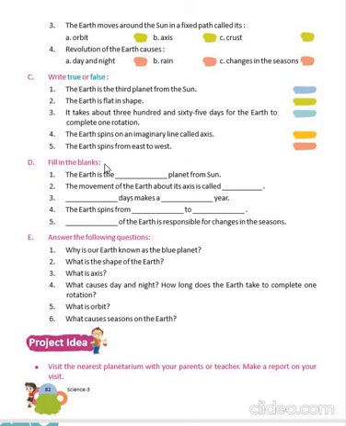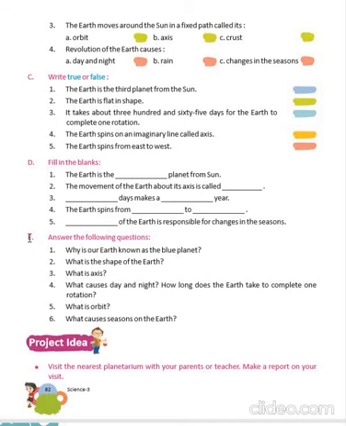Now come to D. Fill in the blanks. The Earth is the third planet from Sun. The movement of the Earth about its axis is called rotation. 365 1 by 4 days makes a complete year. The Earth spins from west to east. Revolution of the Earth is responsible for changes in the seasons.